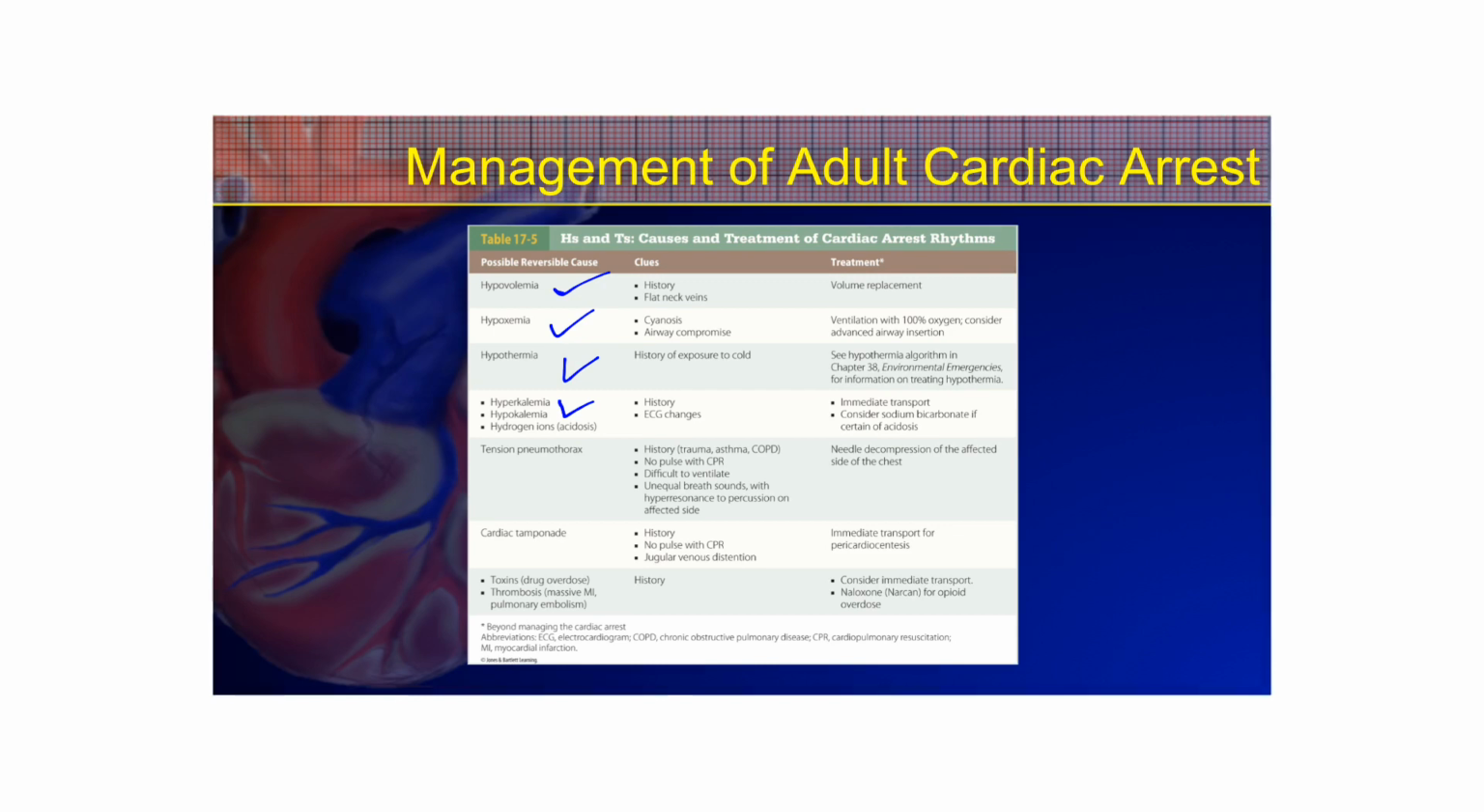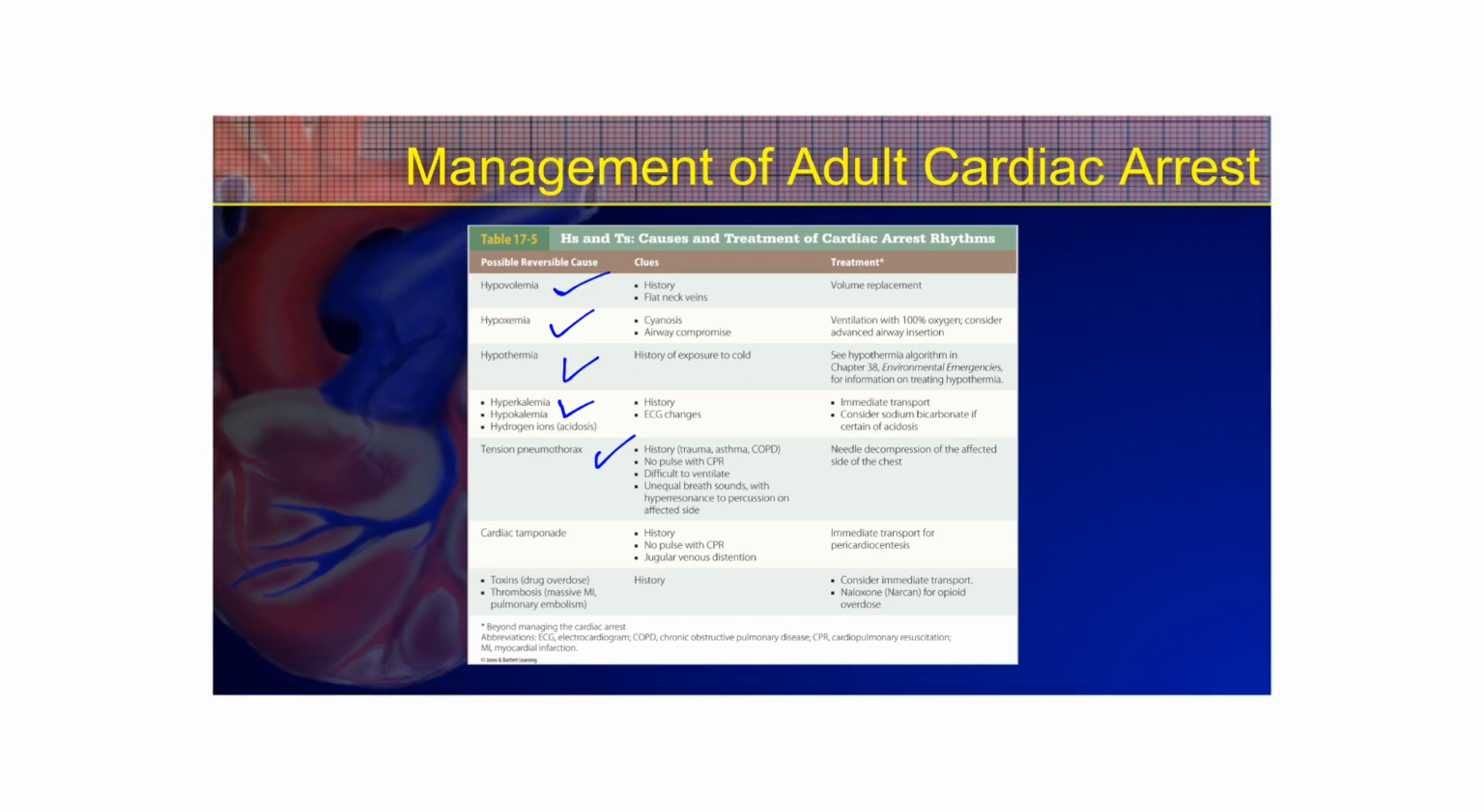The hydrogen ion or acidosis. Acidosis is inevitable the longer they're in arrest, and sodium bicarbonate may be indicated. And then to your T's, tension pneumothorax. Tension pneumothorax is a pneumothorax that has become hypoperfused. That's what makes it a tension pneumothorax. So an easy way to remember is hypotension equals tension. It could just be a simple pneumothorax, and that wouldn't be a tension pneumothorax.